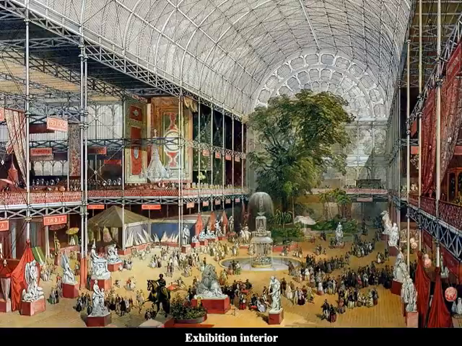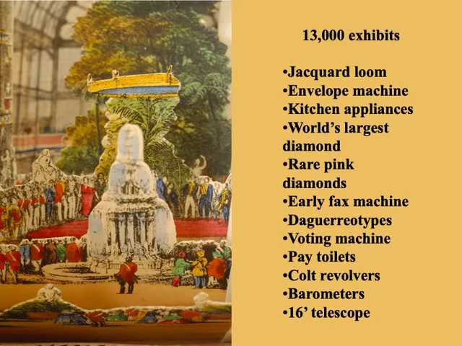Some of the exhibits at the Great Exhibition included a jacquard loom, an envelope machine, kitchen appliances, the world's largest diamond, rare pink diamonds, a very early and primitive fax machine, daguerreotypes, which were early photographs, a voting machine, pay toilets, Colt revolvers from America, barometers, and also a 16-foot telescope to view the heavens.